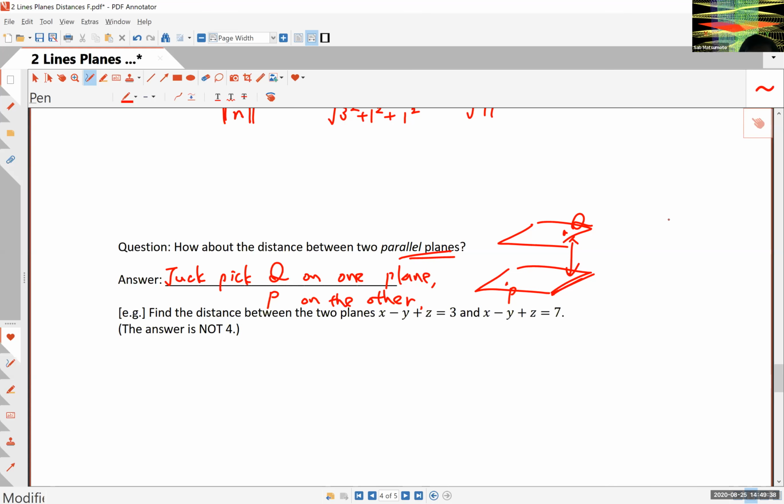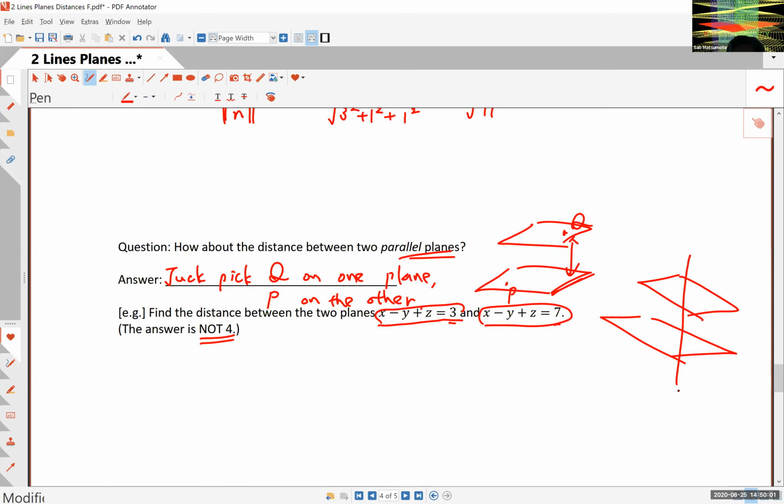Okay, so I have 2 planes. x minus y plus z is equal to 3, and another plane, x minus y plus z is equal to 7. How far apart are they? Some people say, oh, that's obviously 4, because it's 3 and 7. But here's what's happening. We don't know exactly how these planes are oriented. If you measure it this way, the distance is 7 and 3, and this length here is 4. But that's not the distance between the 2 planes, right?